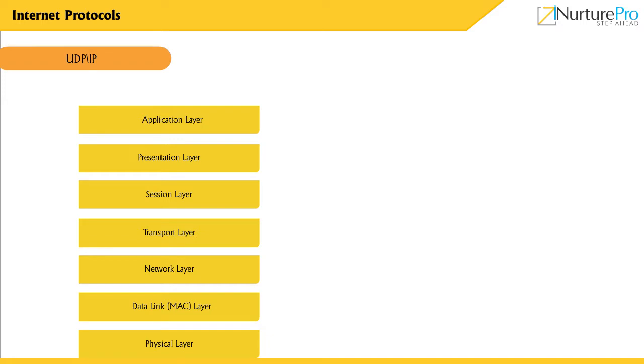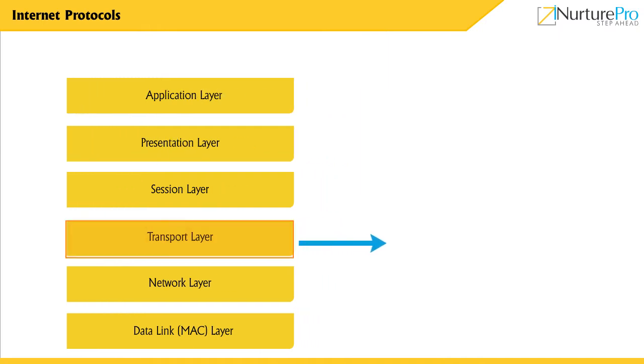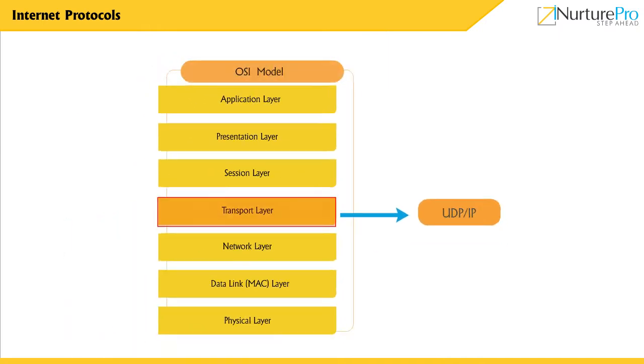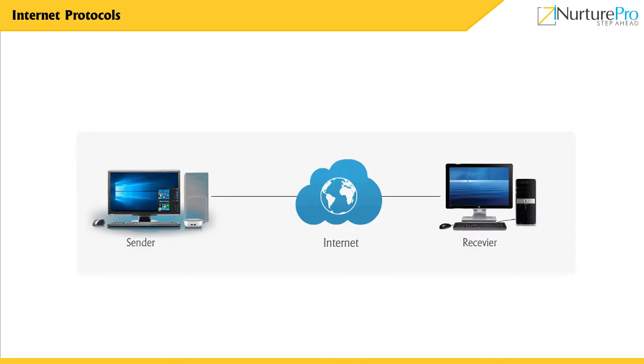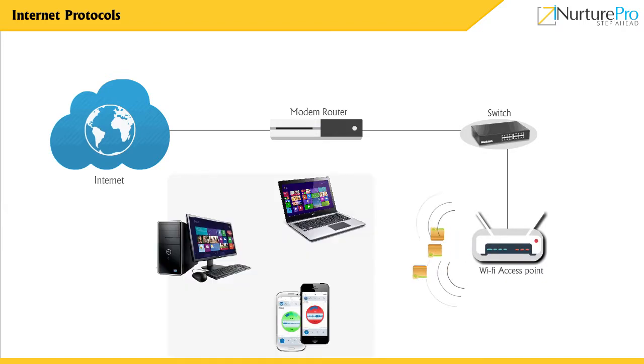UDP/IP stands for User Datagram Protocol. It is considered a transport layer protocol as it works on the transport layer of the OSI model. UDP/IP is a connectionless and unreliable protocol as it does not provide a guarantee of delivery or protection from duplication. UDP/IP transmits the data in the form of a datagram over the network.